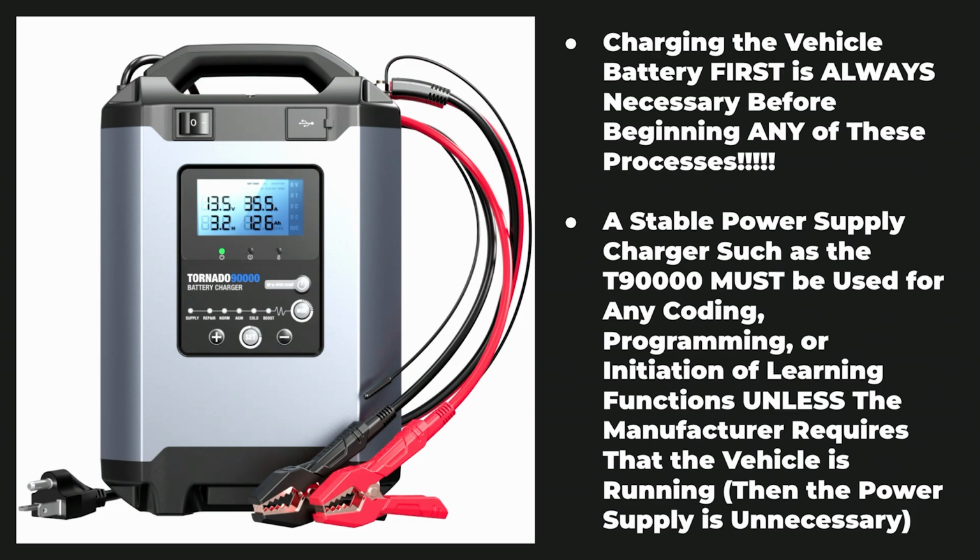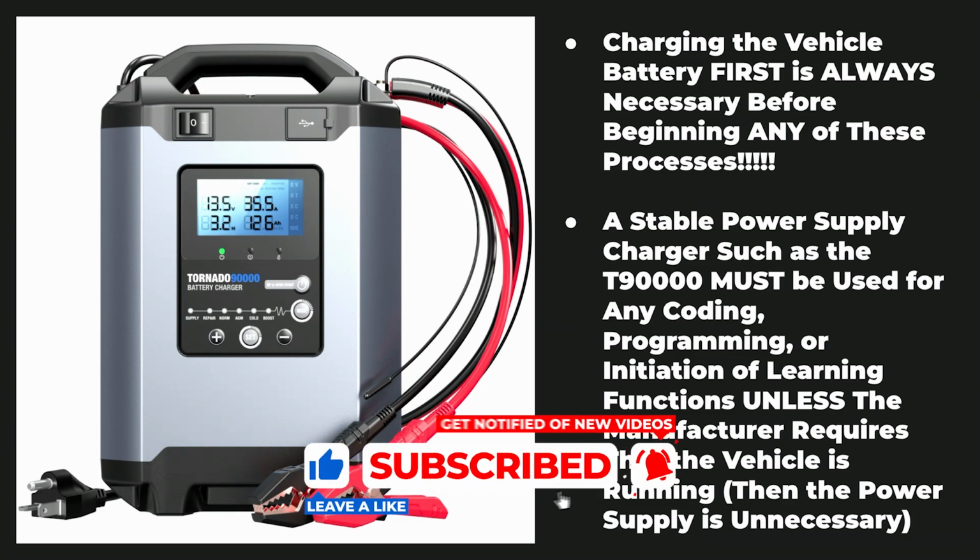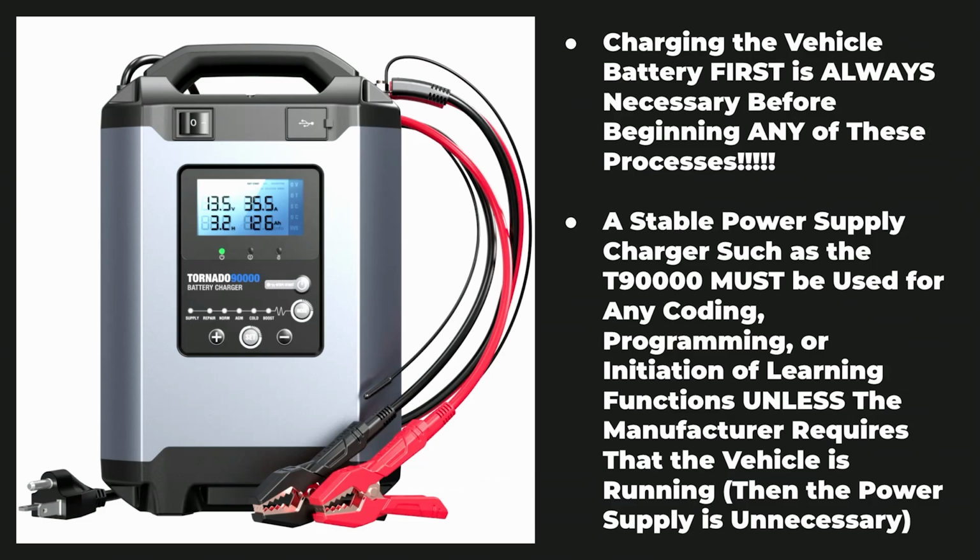So here's some other things we want to talk about when we're looking at doing programming. It's really crucial that we understand before we do any programming, relearns, resets, coding, or anything of this nature that would be carried out with the key on and the engine off, we need to make sure we are using a stable power supply charger. Now, an example of this would obviously be your TOPDON Tornado 90,000. This particular tool can put out up to 90 amps and hold the voltage steady for extended periods of time.